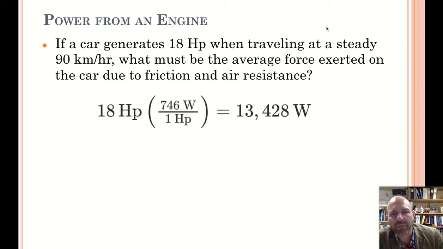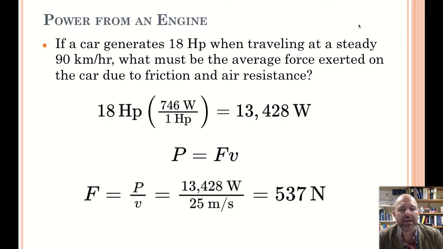Well, we first need to think of this in terms of watts because we need our SI units, so we do that conversion. And then we remember that power is equal to force times velocity, and therefore the average force that is being applied must be the power divided by the speed, and that gives us about 537 newtons. Now you might think that this is a small amount of power and a small amount of force, but remember this is a steady 90 kilometers per hour. A car engine is certainly going to have to output a lot more power to do the acceleration up to that speed or higher as it goes.